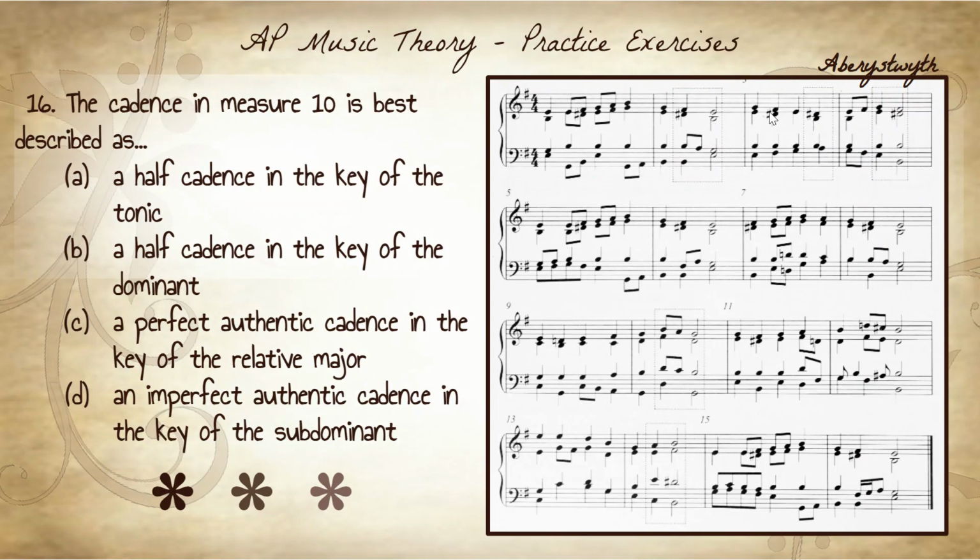The cadence in measure 10 is best described as A. a half cadence in the key of the tonic, B. a half cadence in the key of the dominant, C. a perfect authentic cadence in the key of the relative major, or D. an imperfect authentic cadence in the key of the subdominant.